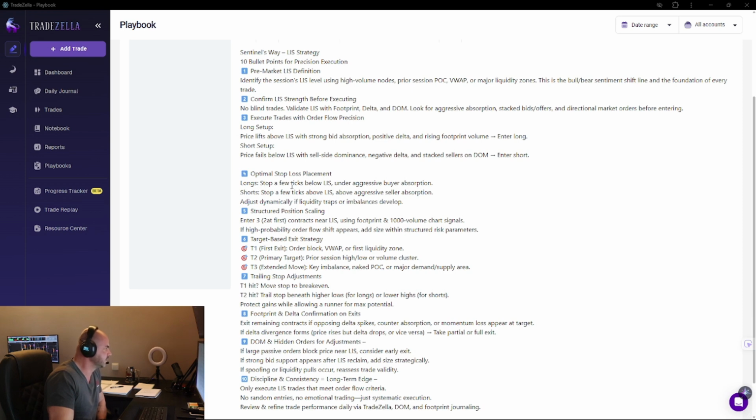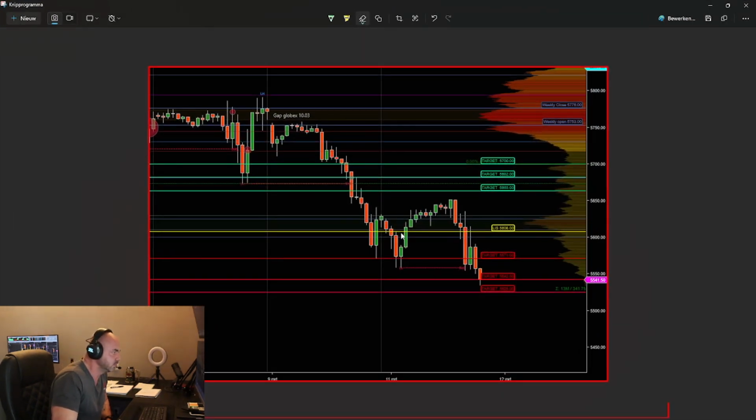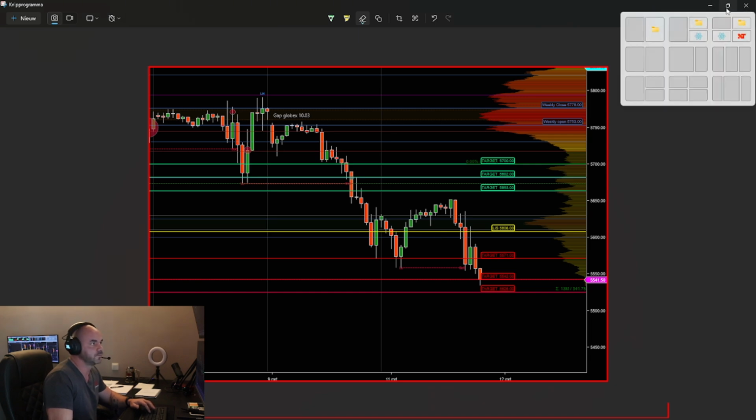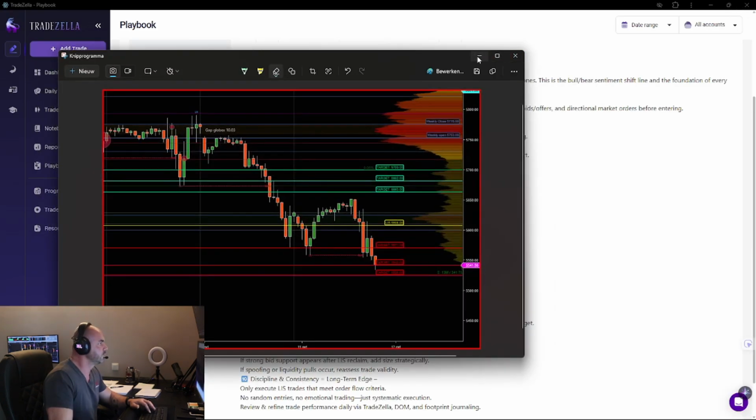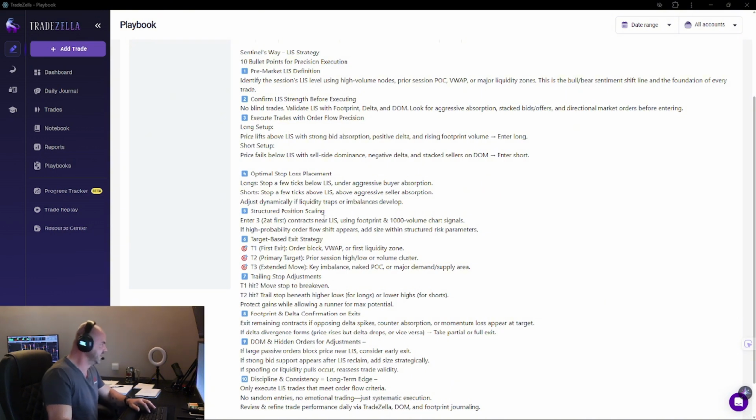For longs, we put the stop a few ticks below the line in the sand, and for shorts, we put a few ticks above the line in the sand, which is actually, I think, very logical. If you want a long, your stop will be here. And if you want a short, your stop will be here. Everybody agrees? Everybody agrees. Nice. Yes, I agree. All right.